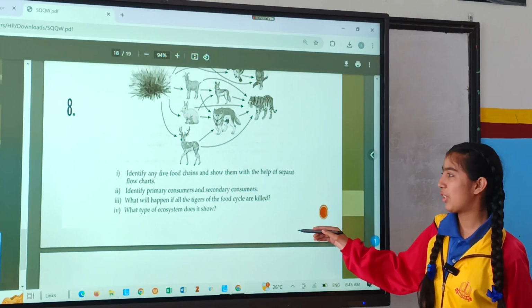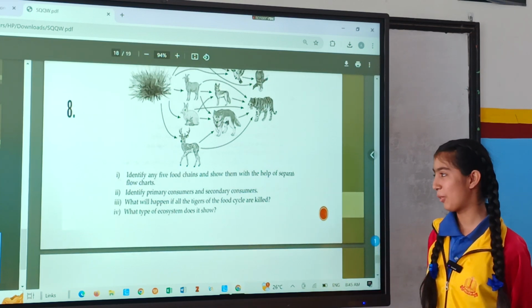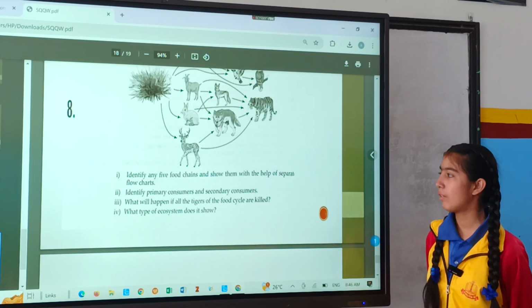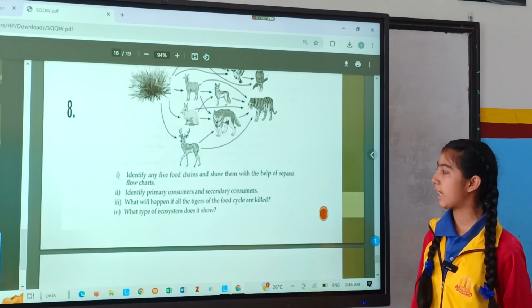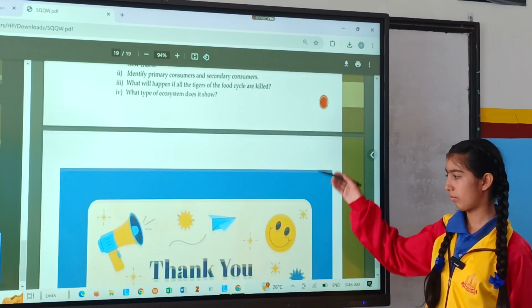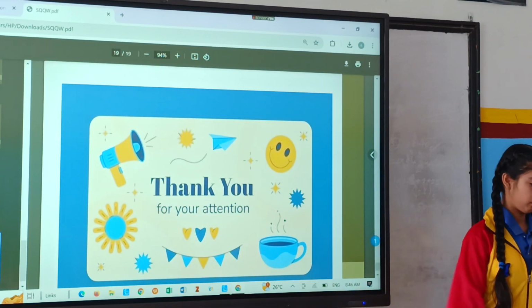Identify any 5 food chains and show them with the help of separate flowcharts. Identify primary consumers and secondary consumers. What will happen if all the tigers of the food cycle are killed? What type of ecosystem does it show? Thank you for your attention.